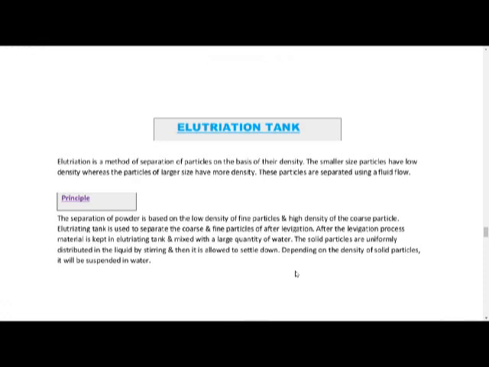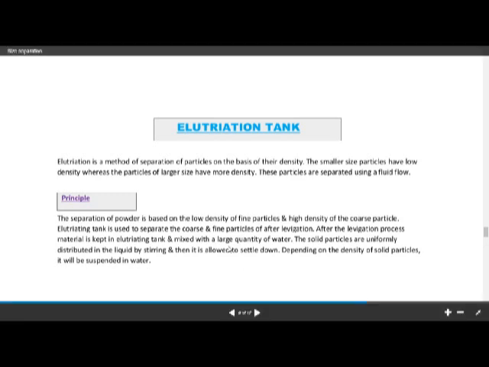In this size separation chapter, in the previous video we have studied about the different sieves, size separation, the different factors which affect size separation, and the different methods of size separation. We studied the cyclone separator in the previous video, and in this video we are discussing the elutriation tank. This is again one of the important methods for the separation of particles according to their size.